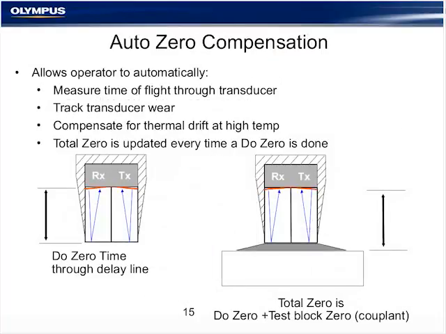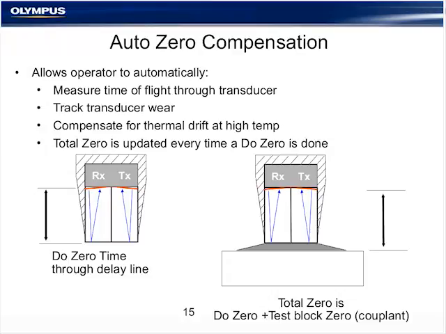If we switch now and talk a little bit about the auto zero compensation, or again the do zero function on many of the Olympus gauges, this is a very convenient way to establish the probe delay or the zero offset of your dual transducer before you even go and actually couple to the inspection piece. So we will demonstrate the value of this function again in just a few minutes during the live demonstration.